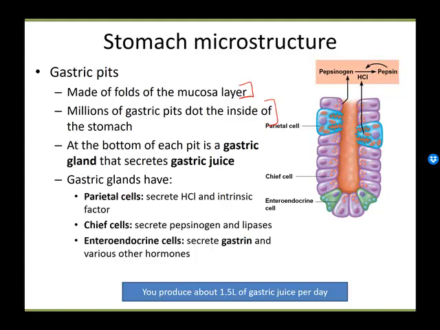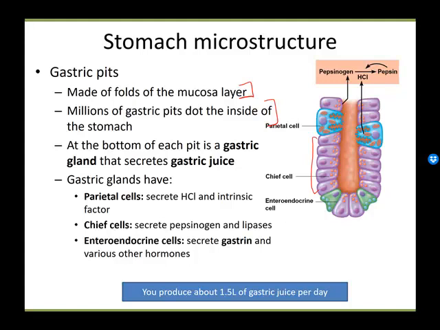What does the hydrochloric acid do? Well, it denatures proteins, and it kills any bacteria or any pathogens that happen to get down in there. Our chief cells, on the other hand, they're going to secrete digestive enzymes. And our chief cells are the most common cells down in these gastric pits. They're all the little purple guys over here. Our chief cells are going to namely secrete 2 major enzymes called pepsinogen and lipase.